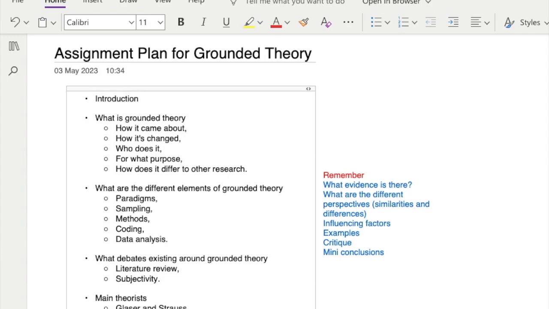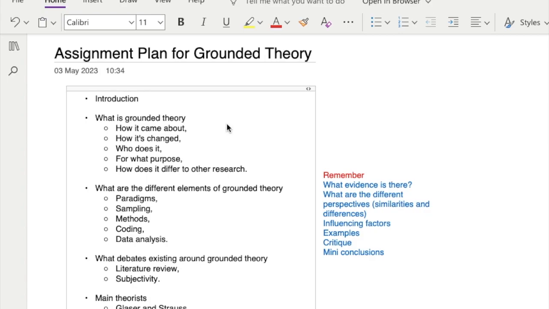So here now I've got my assignment plan for grounded theory, and I start to put it in what I feel is a logical order. But what's great about an assignment plan is that you can move it about. It really doesn't matter, and you can write in any order that you want, and then really during the editing and proofreading phase you start to structure your work, and you'll move things about, and that will inevitably happen.